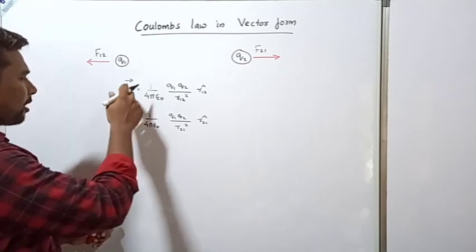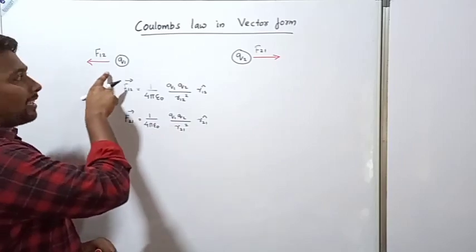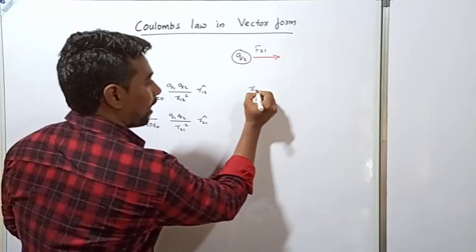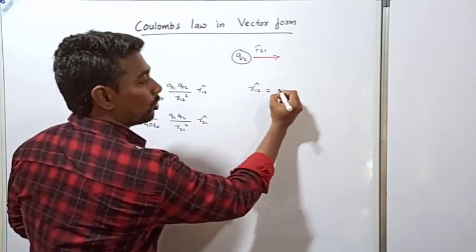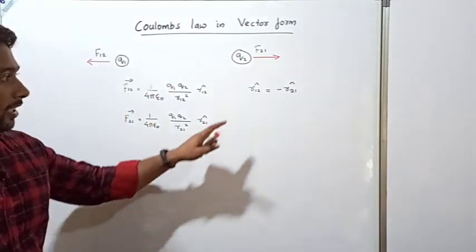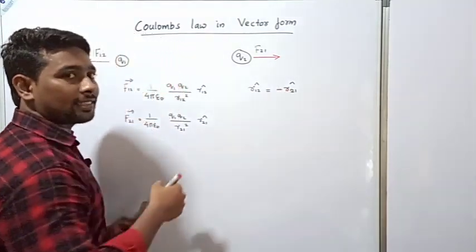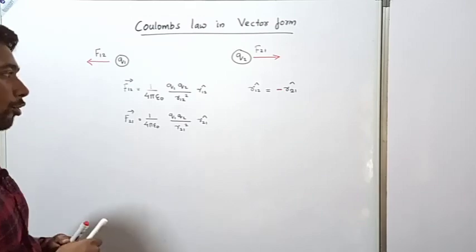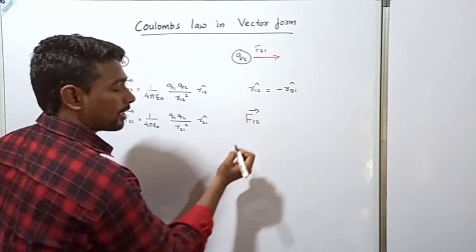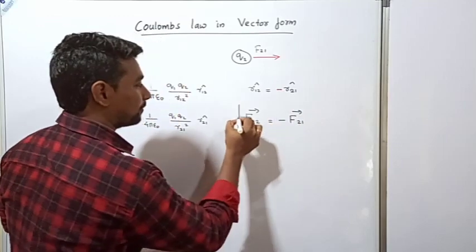Okay, now we got these two forces. From these unit vector directions, you can directly say this direction is opposite to this one. That means R12 cap is equal to minus R21 cap. Minus means the direction is opposite, so we can also write the vector F12 is equal to minus F21. Clear?